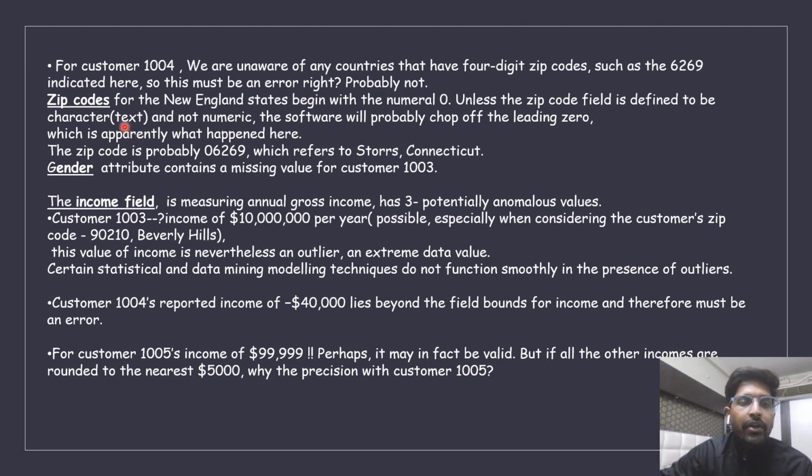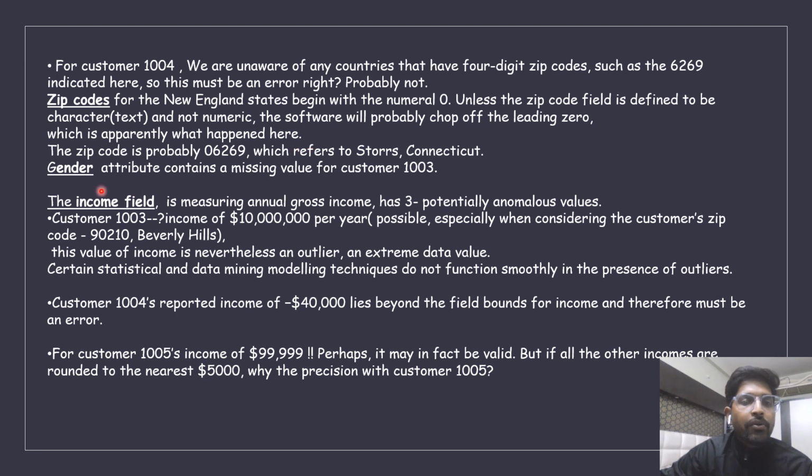Now we need to check 1005. The zip codes for New England states generally begin with a 0, unless the zip code field is defined to be character or numeric. The software will probably chop off the leading 0, hence it is a 4-digit zip code. And the zip code for 1005 is also fine.